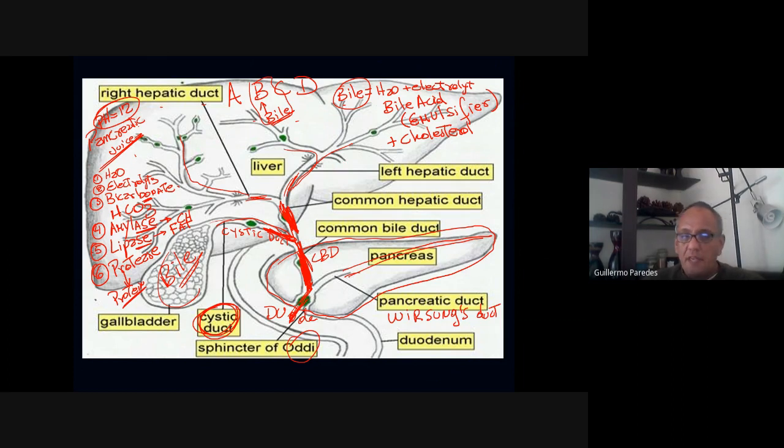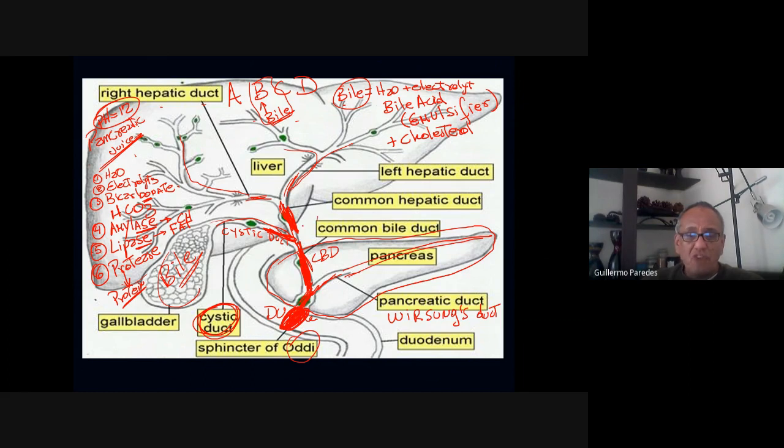Yes. And the pancreatic juice coming through the pancreatic duct is going to drain into the sphincter of Oddi as well. Now, listen to this. We have enzymes that are going to digest: protease, proteins; lipase, fat; amylase, carbohydrates. They are going to be here, in addition, in the duodenum.